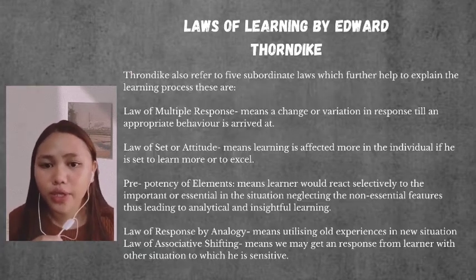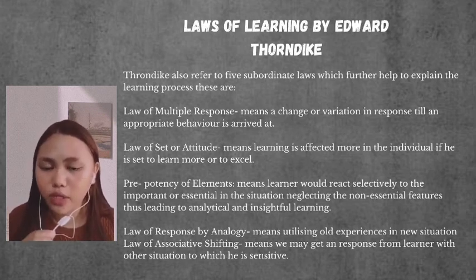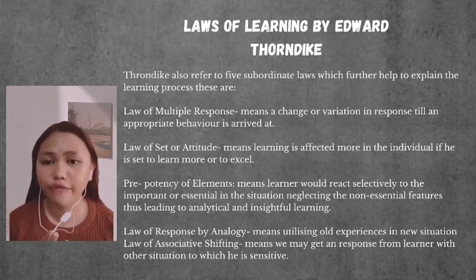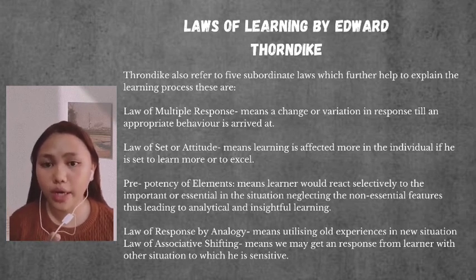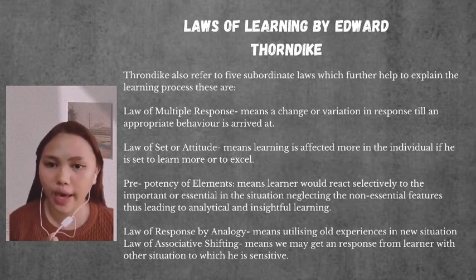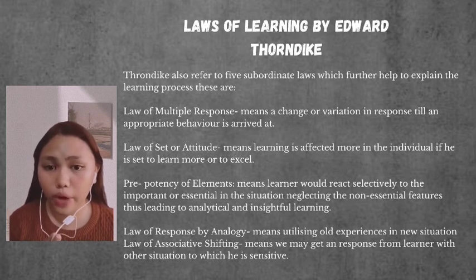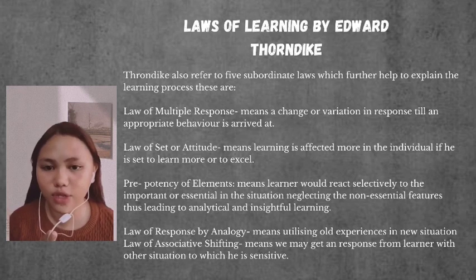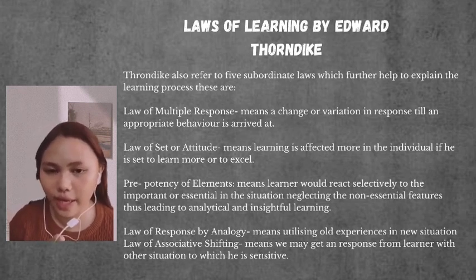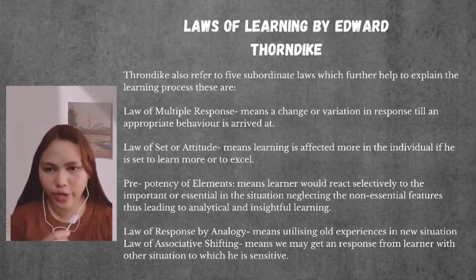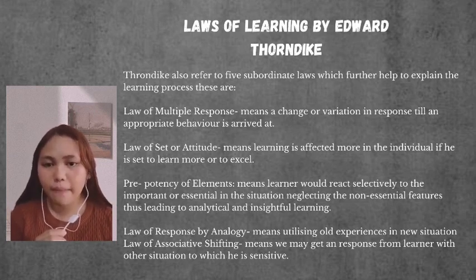Besides these three basic laws, Thorndike also referred to five subordinate laws which further help to explain the learning process. The law of multiple response means a change or variation in response till an appropriate behavior is arrived at. Second is the law of set or attitude, which means learning is affected more in the individual if he is set to learn more or to excel. Third is the prepotency of elements, which means the learner would react selectively to the important or essential in the situation, neglecting the non-essential features, thus leading to analytical and insightful learning. Fourth is the law of response by analogy, which means utilizing all the experiences in a new situation. And lastly, the law of associative shifting, which means we may get a response from the learner with another situation to which he is sensitive.